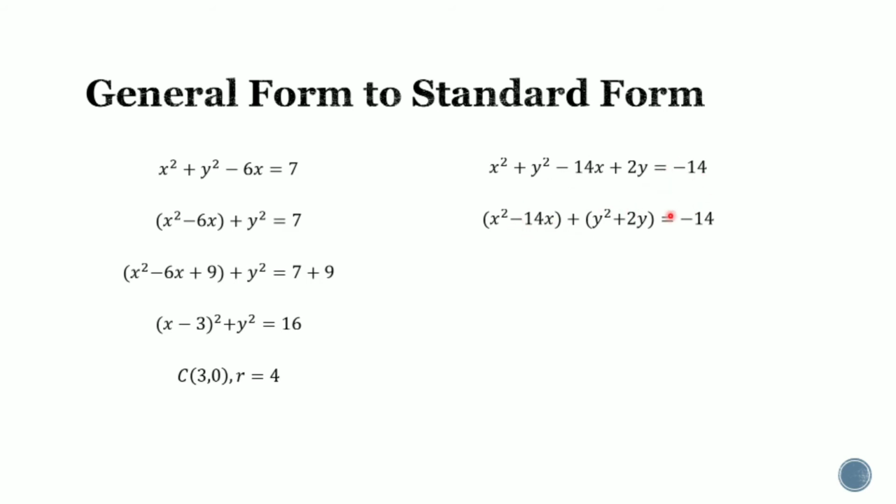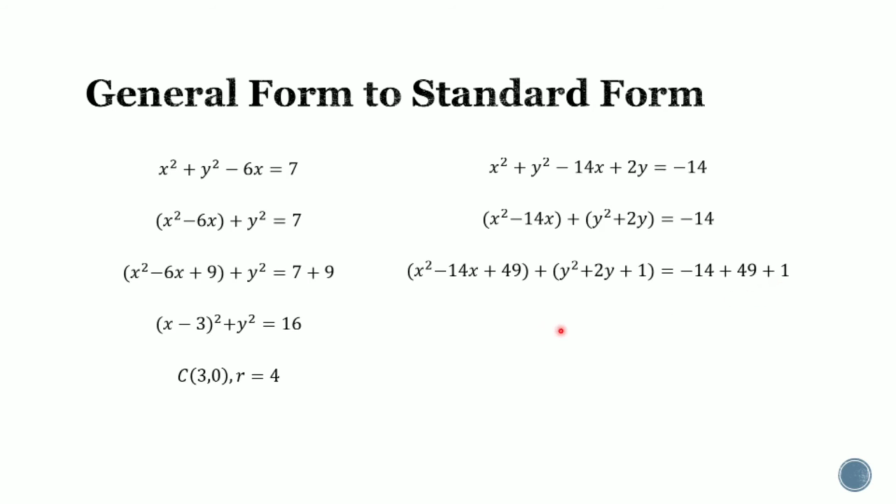So just say this negative 14 here, and after that we must complete the square. How do we complete the square? Negative 14 divided by 2 is negative 7, and squared, that would be 49. In the case of the y, 2 divided by 2 is 1, and squared, that would be 1. Since we add 49 and 1 here, we must also add 49 and 1 at the other side.